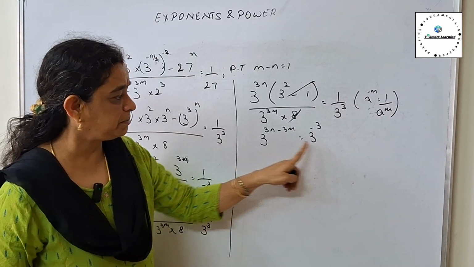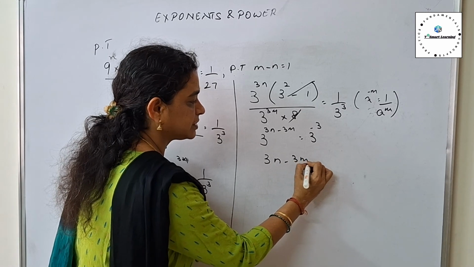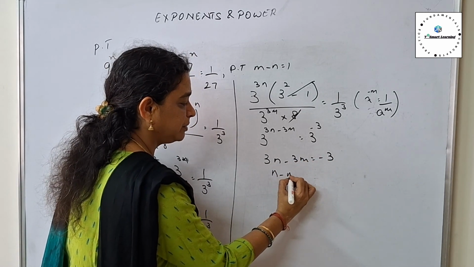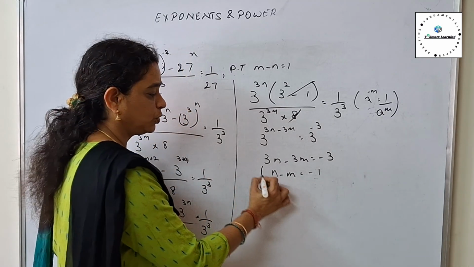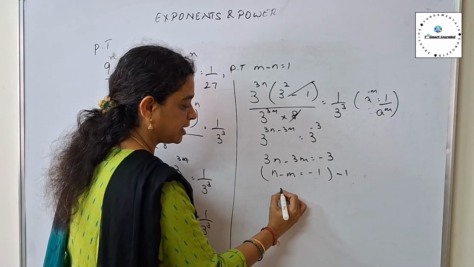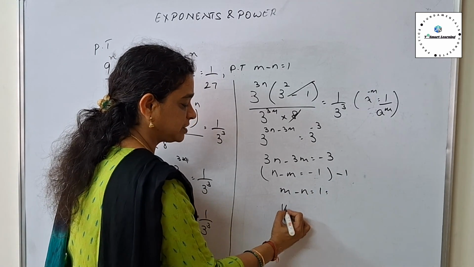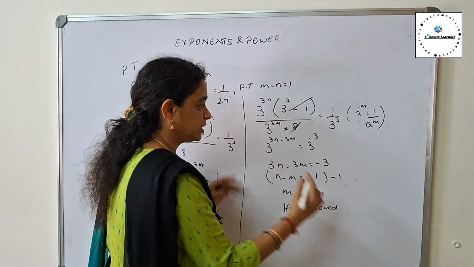Now I have the same base here, so I can equate the exponents. So what do I get? If I take out 3 common, n minus m is equal to minus 1, or if I multiply the whole thing by minus 1, I get m minus n is equal to 1. So this is proved.